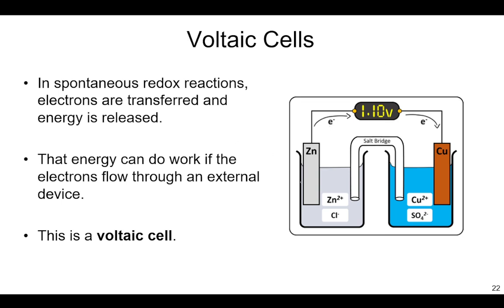Okay, and so this is sort of like a benchtop view here if we were setting up two separate containers and connecting a wire and getting electrons to flow and do electrical work. Oftentimes this is all packaged up inside of a battery, and the wire here is, say, the flashlight you are connecting, for example. That's going to have a light bulb in it that lights up. Anyways, in a spontaneous redox reaction, electrons are transferred and energy is released. And that energy can do work if the electrons flow through some external device, like a battery. So this is a voltaic cell.